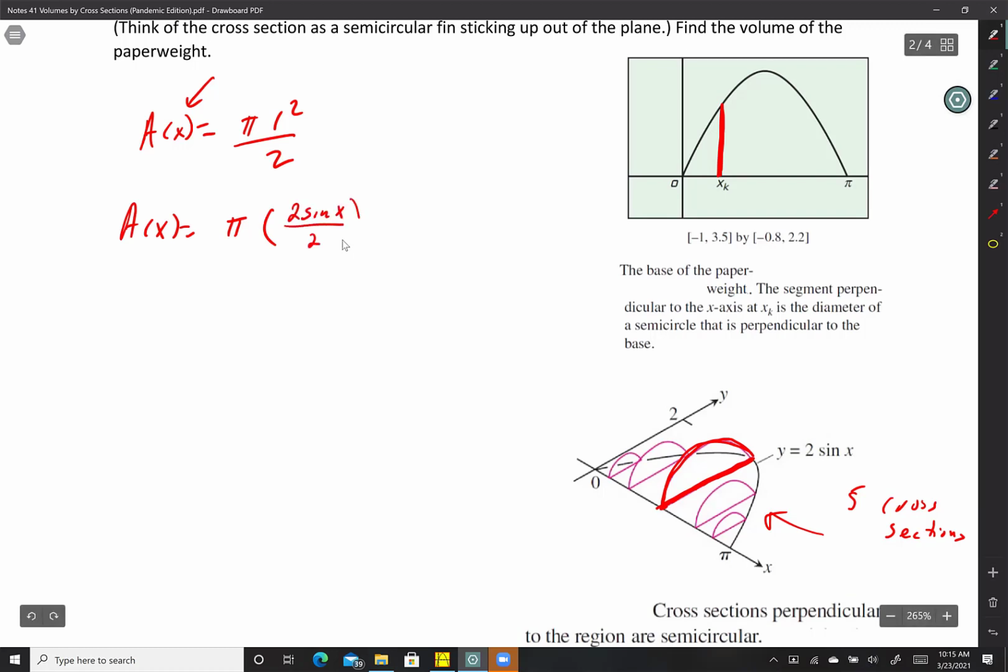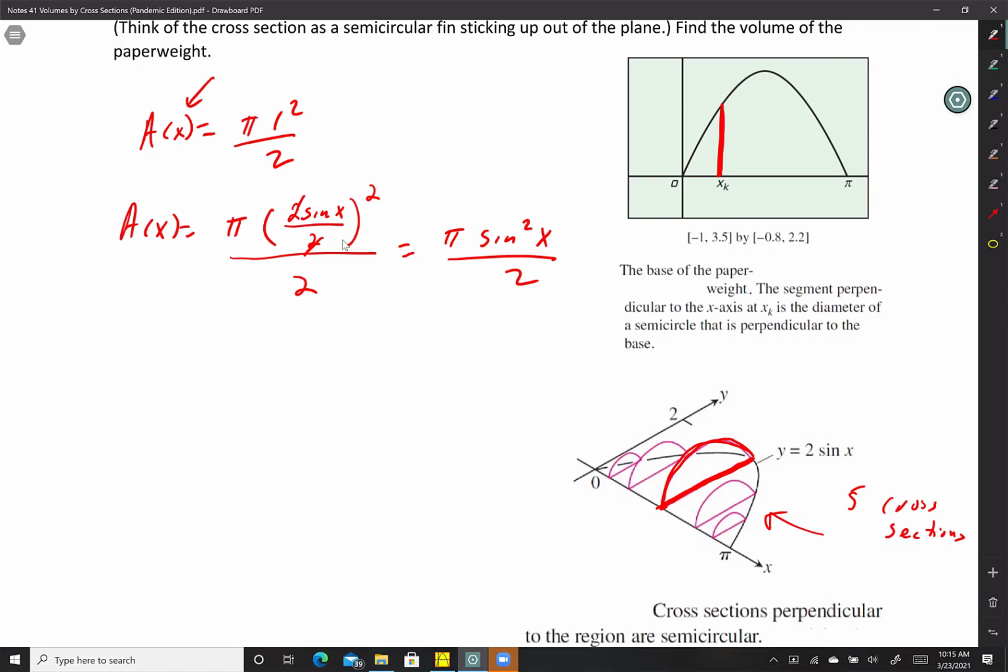Yes. So there it is. And I'm going to square that, divided by 2. Let's simplify it, guys. Don't leave it like that. The 2's cancel out. I get pi sine squared x divided by 2. There it is. That is what you're going to integrate.